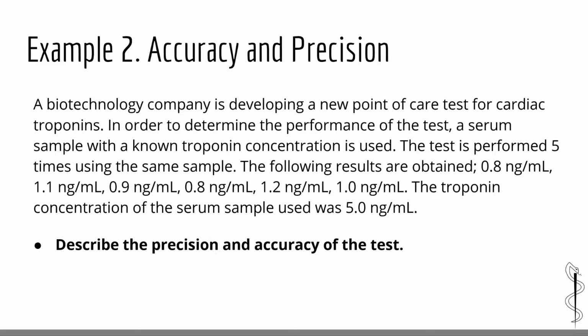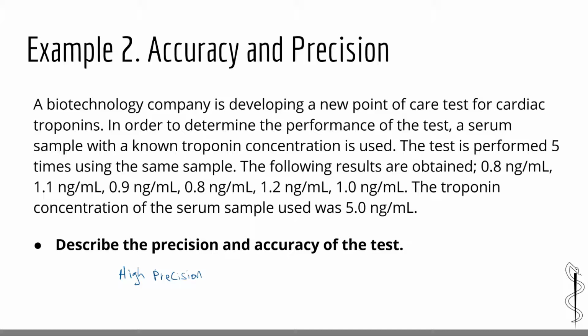Okay, so unlike the previous example, in this example we are given the true value of the process being measured, which in this case is the concentration of troponin. Since we are given the true value, now we can assess the level of accuracy. Let's start with precision. We are given 5 measurements which all seem to be very close to 1. Since these results seem to be reproducible and consistent, we can conclude that the test has high precision.